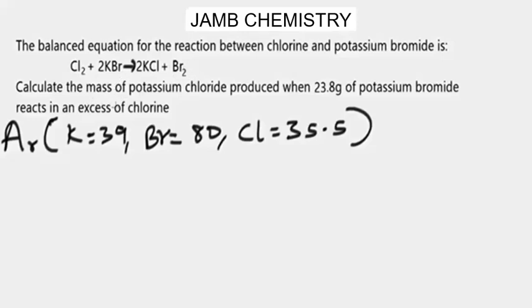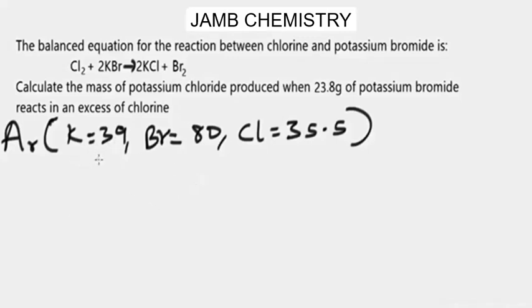So we are asked to calculate the mass of potassium chloride produced when 23.8 grams of potassium bromide reacts in an excess of chlorine. And we are given the relative atomic masses of the elements. So feel free to pause this video and see if you can figure this out using the procedure we used in the previous example. Okay, so pause this video and try this out. Okay, let's do it together.